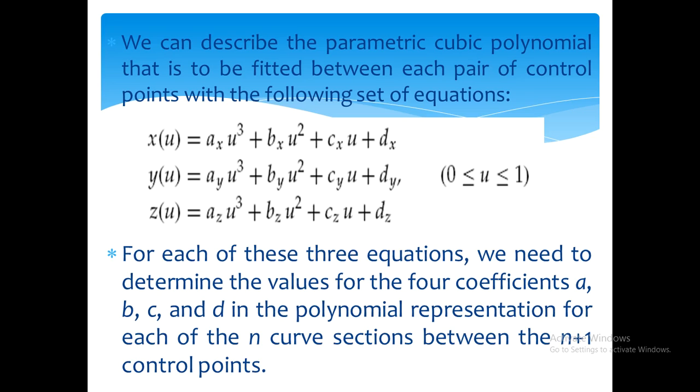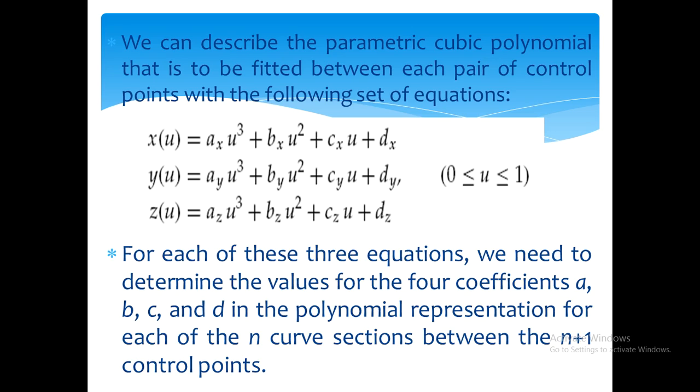Then we can describe the parametric cubic polynomial. A cubic polynomial means the degree of that polynomial is 3. That is to be fitted between each pair of control points with the following set of equations. Any polynomial, if it has maximum degree 3, is called a cubic polynomial. If a polynomial has degree 2, then it is a quadratic polynomial, like that.